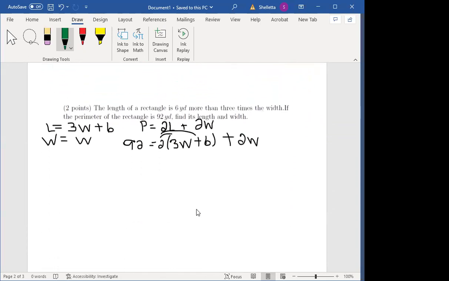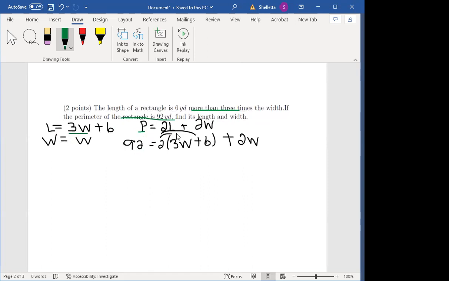The second word problem we want to look at is: the length of a rectangle is 6 yards more than 3 times the width, and the perimeter of the rectangle is 92. So for this one, we use our perimeter formula here. P equals 2 times the length plus 2 times the width. And the expression that we were given for the length is that it is 6 yards more than 3 times the width. So 6 yards more, we add 6 to 3 times the width. That whole expression, 3W plus 6. For our width, we just use W.